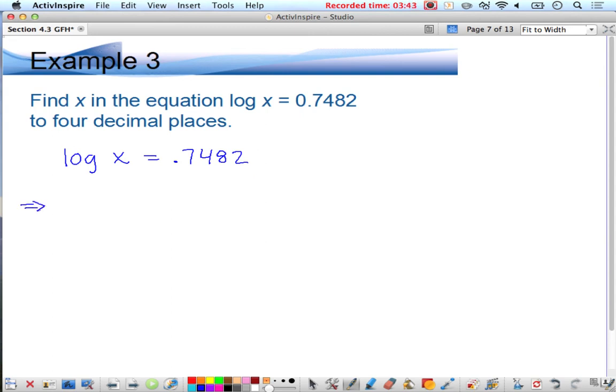What's the understood base here? 10. So we know that 10 to the 0.7482 power has to equal our missing x. And at this point, you can type that in your calculator. How about you do it for me? Tell me what 10 to the 0.7482 power is. Round it to 4 decimal places. 5.6002. 5.6002. Excellent.